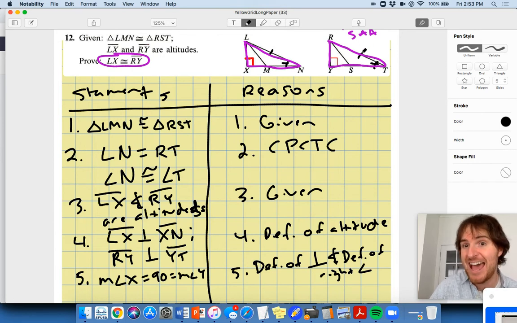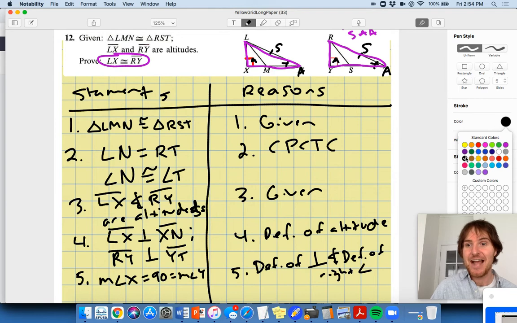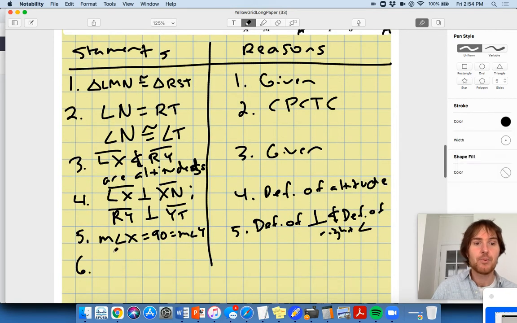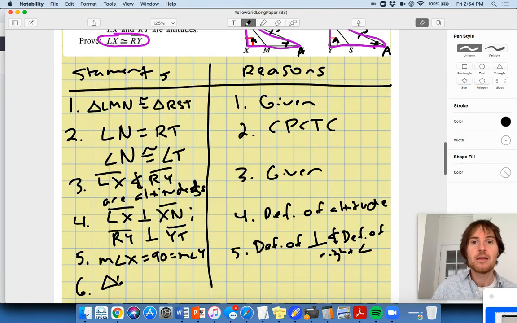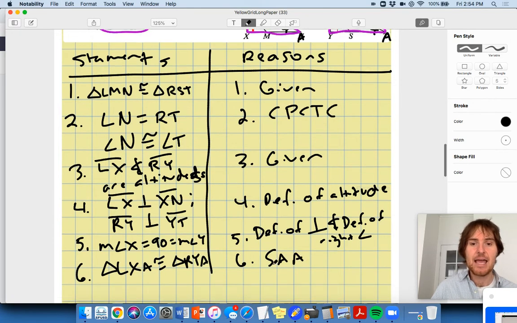So here we have S, A, S, A, and then finally A. Those two angles are congruent to one another because they're both 90-degree angles. They're both right angles because those two lines were perpendicular to us because it was given to us that it was an altitude, okay? A string of reasoning, just getting it down to those two angles being congruent to one another. So this is AAS, and that's what I'm going to put next. I'm going to put that triangle LXN is congruent to triangle RYT, and that's through SAA.